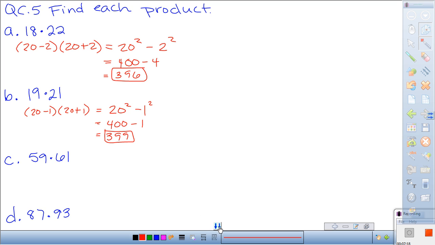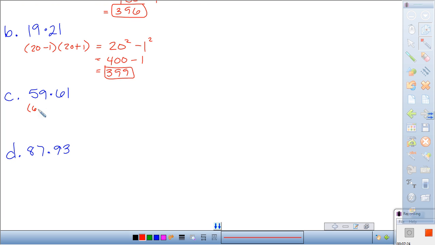Let's try some with some higher numbers. 59 times 61. These are both really close to 60, so I can rewrite them as 60 minus 1 times 60 plus 1, and use our rule for the difference of squares. Square the first term, minus square the second term. 60 squared, 6 times 6 is 36, 0, 0, minus 1, so I end up with 3,599. All right, last one, 87 times 93.